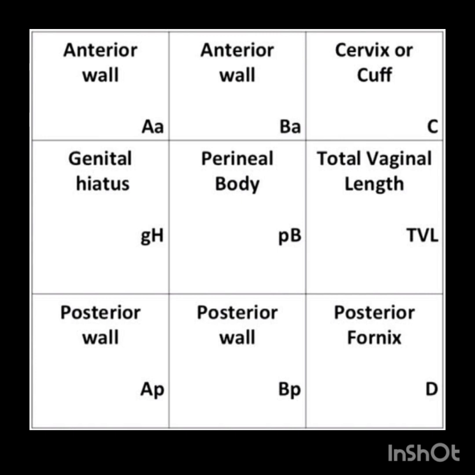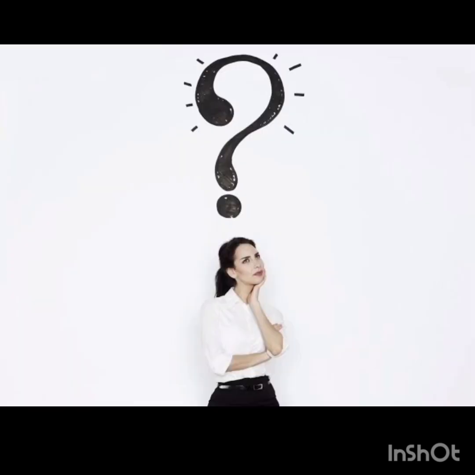So one thing to be kept in mind is that if there is no uterus, if there is no cervix, then there will be no posterior fornix, so D will be absent. Okay, am I clear to you all? Now the second row shows the genital hiatus, that is GH, the perineal body by PB, and the TVL, that is the total vaginal length. Now the tricky thing is how we measure them.